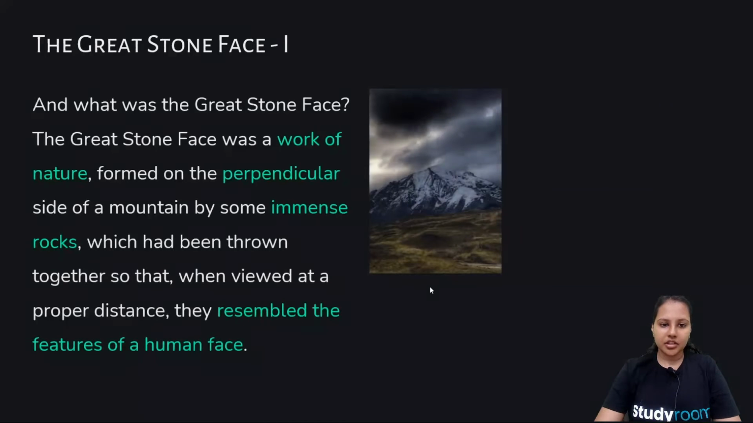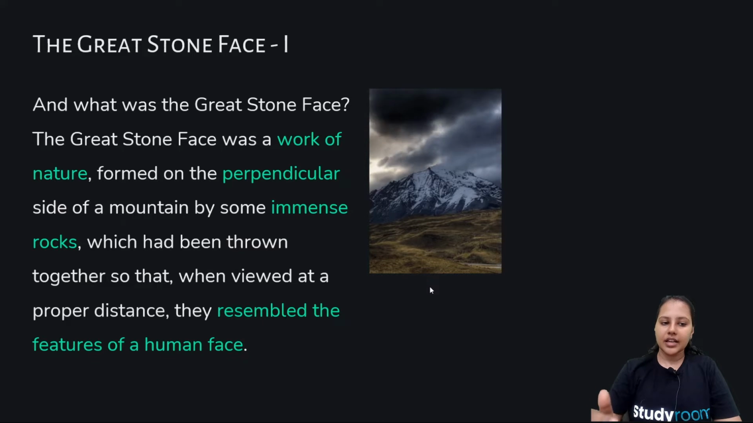And what was the great stone face? The great stone face was a work of nature, formed on the perpendicular side of a mountain by some immense rocks which had been thrown together so that when viewed at a proper distance, they resembled the features of a human face. So this great stone face is no normal stone. It's actually a creation of nature.